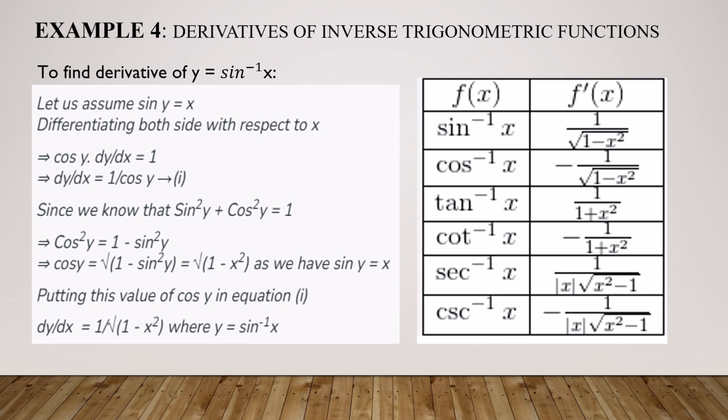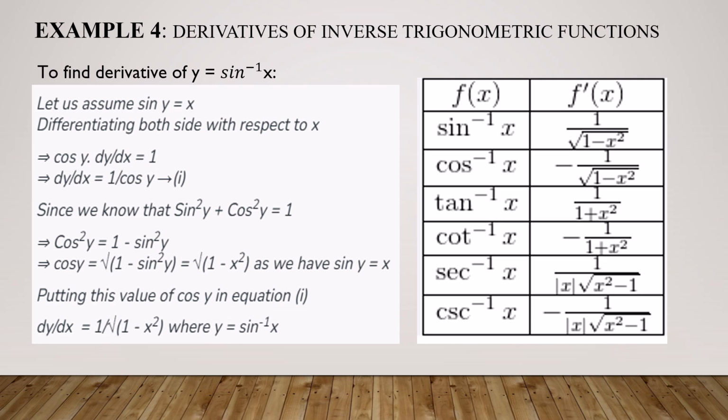So sine of y is x. You differentiate both sides with respect to x. So the derivative of sine is cos. So the derivative of sine y is cos y into dy by dx. Remember, because again y is a function of x. So it will be cos y into dy by dx, which is equal to the right hand side, x.